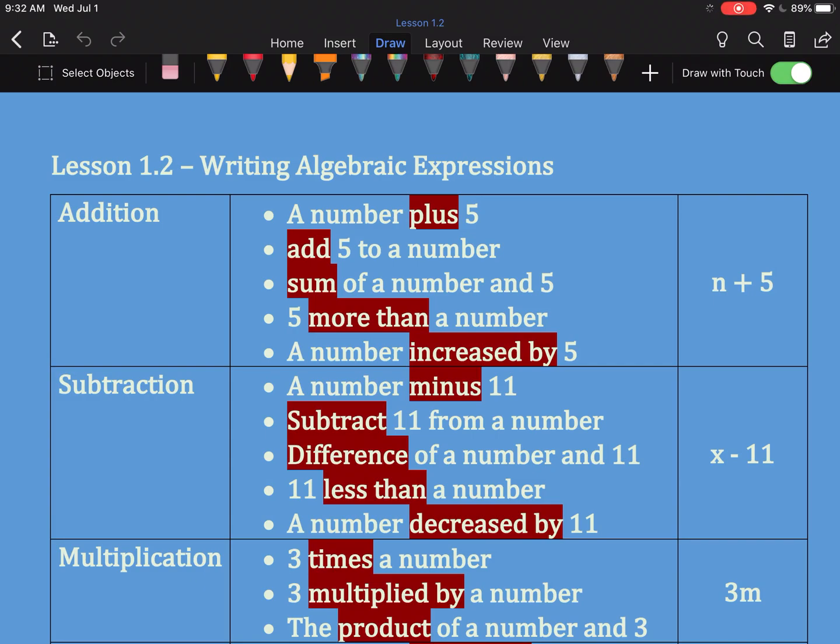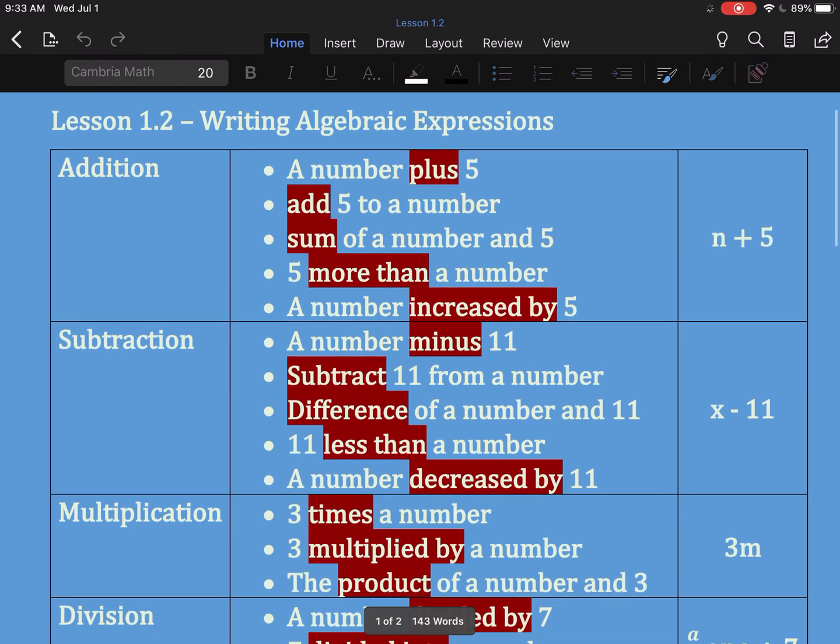Lesson 2 is all about writing algebraic expressions. This is commonly a not much enjoyed lesson because there are words, and you have to write out words. And yes, it's math class. Deal with it. So, the idea here is that there's a bunch of different ways to say add, subtract, multiply, and divide.